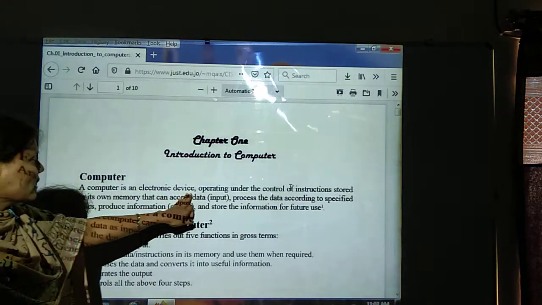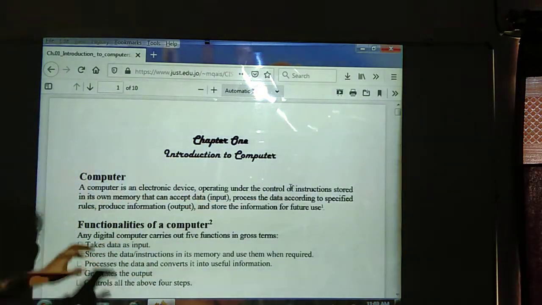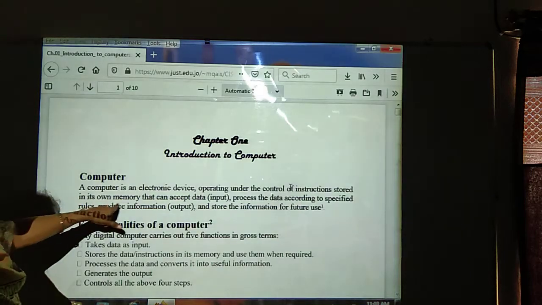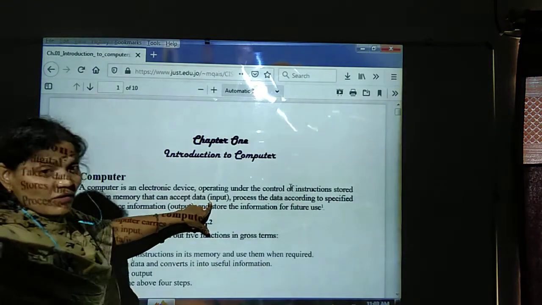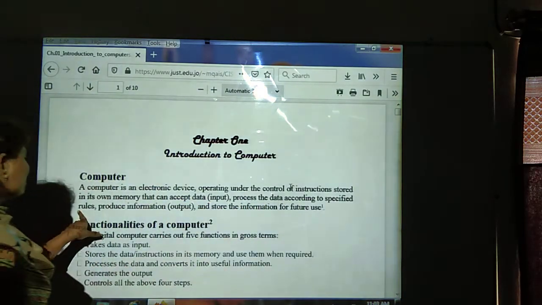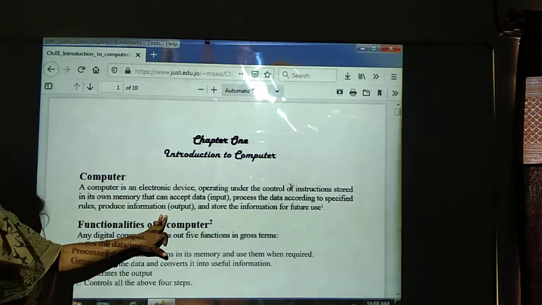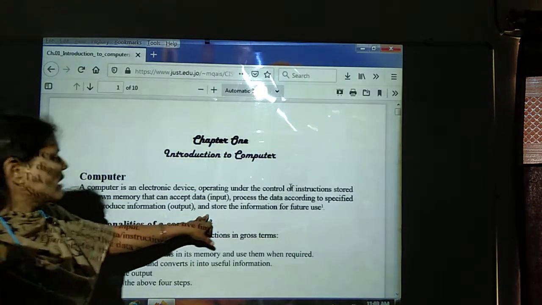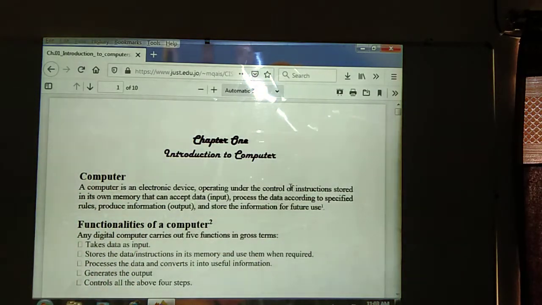Computer is an electronic device operating under the control of instructions stored in its own memory that can accept the data. Means we are going to be inputting the data, process the data according to the specified rules, produce the information. Means producing means we are going to be displaying the output, and store the information for the future use. Where we are going to be storing? Here we are going to be using the memory to store the data.